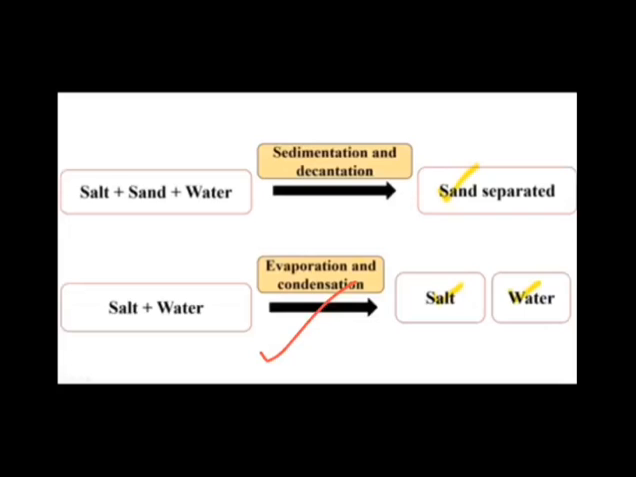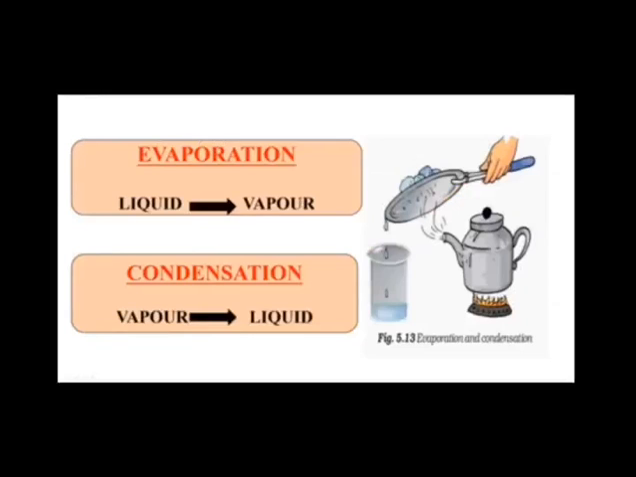Okay guys, let's revise evaporation and condensation once again. Evaporation is the process in which the liquid is converted into vapors. Alright, and condensation is a process in which these vapors get converted into liquid. So when the temperature is increased, liquids get converted into vapors and the process is called evaporation. And when the temperature is decreased, the vapors will get converted into liquid and the process is known as condensation.